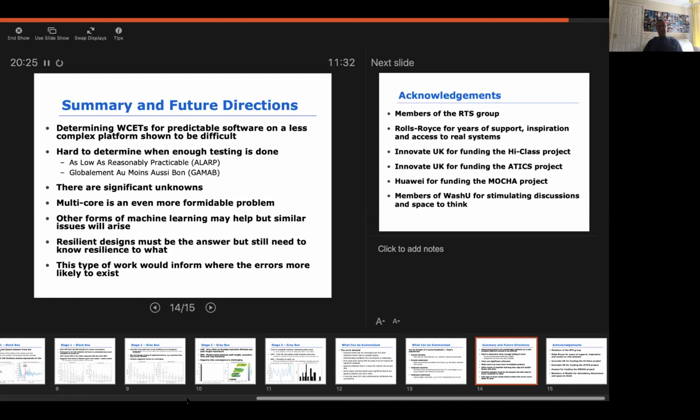Other forms of machine learning may help, but similar issues may arise. Our view is that resilient designs must be the answer, but we still need to know resilience to what. We still need to understand where we have confidence in our data and where the significant uncertainties may exist, and then build in appropriate resilience to deal with those. This type of work could inform us where the errors are more likely to exist, where our testing may be weakest, but clearly it's not definitive.